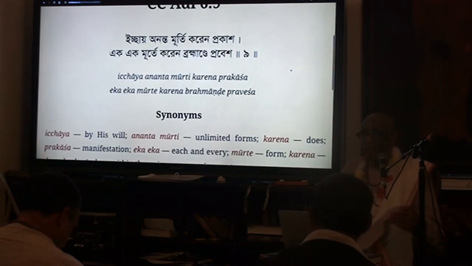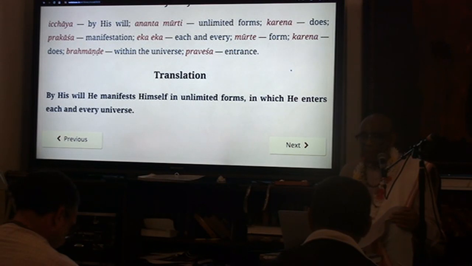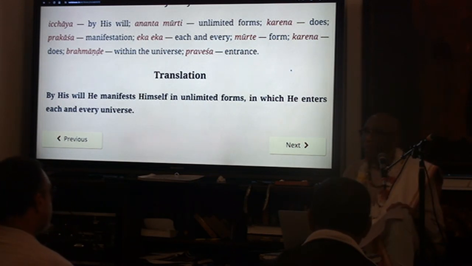Icchaya ananta murti karena prakasha, eka eka murti karena brahmande pravesha. By his will, he manifests himself in unlimited forms in which he enters each and every universe. So Sri Advaita Acharya is everywhere. It's not just here, our little realm.